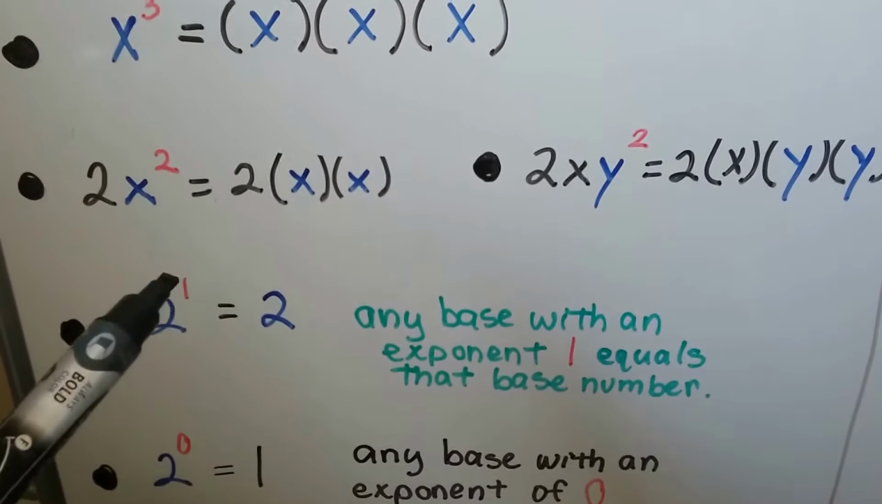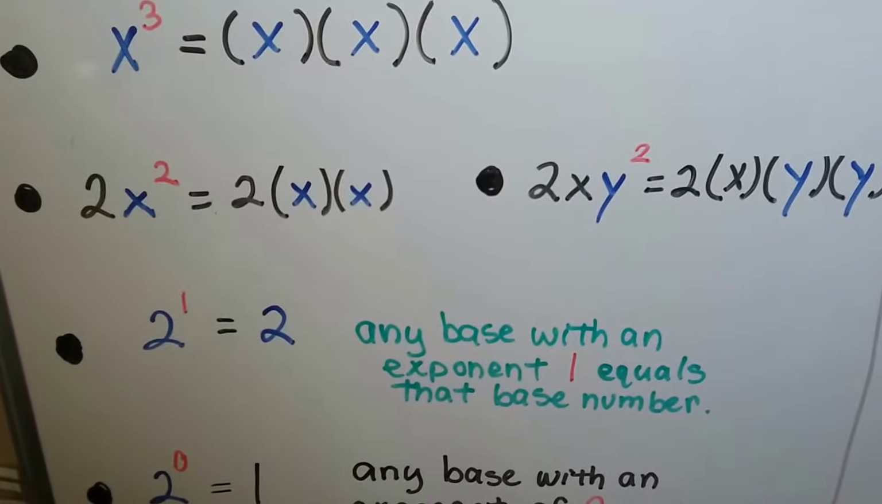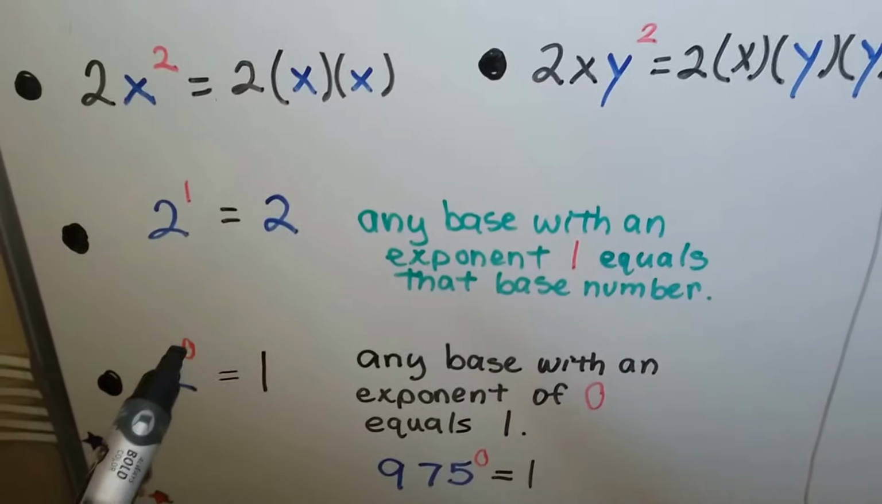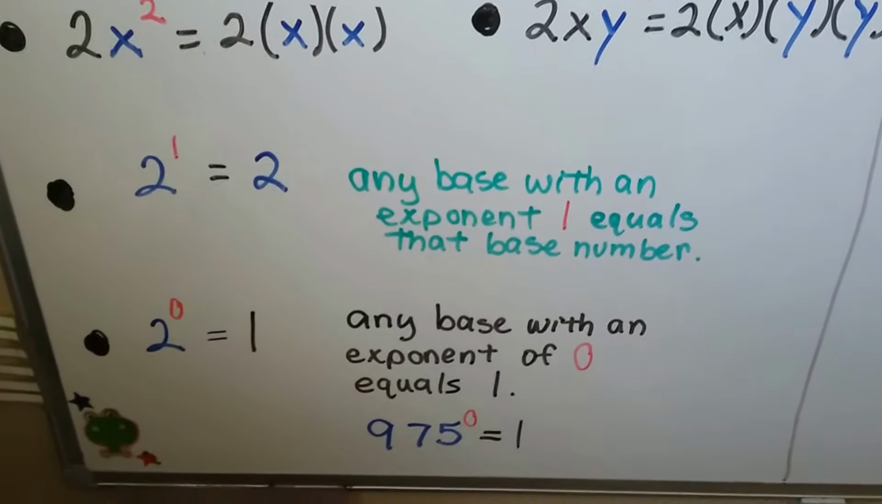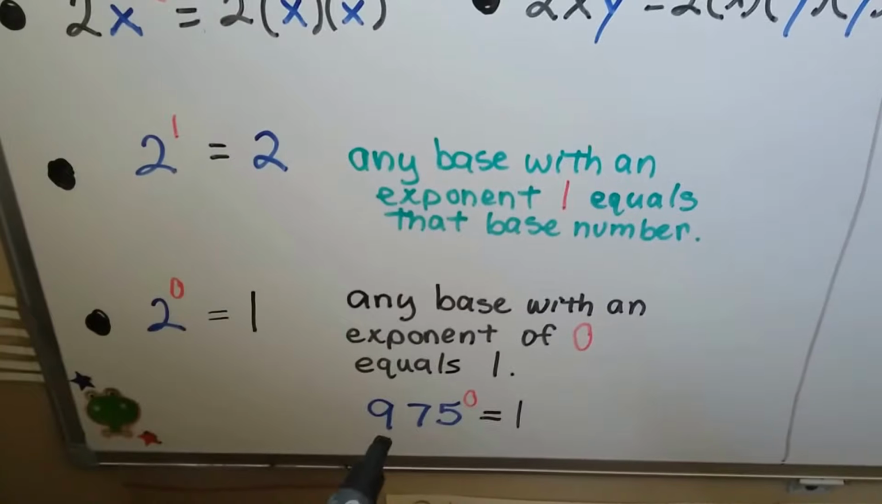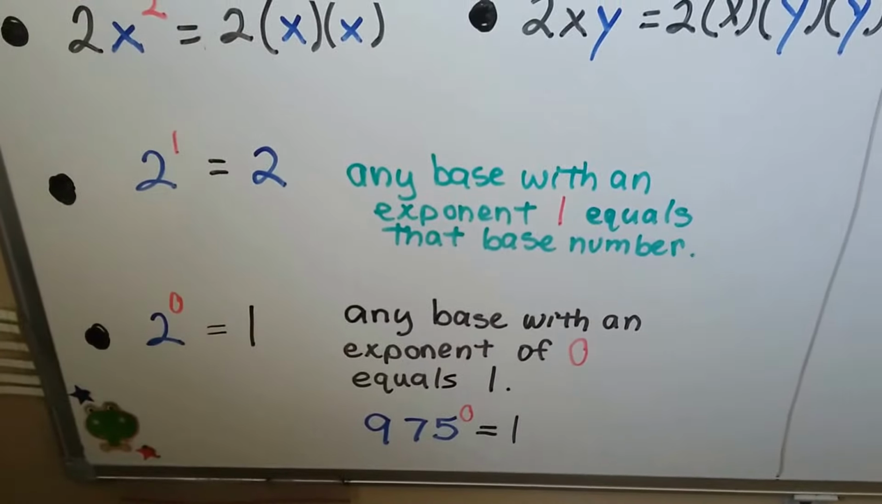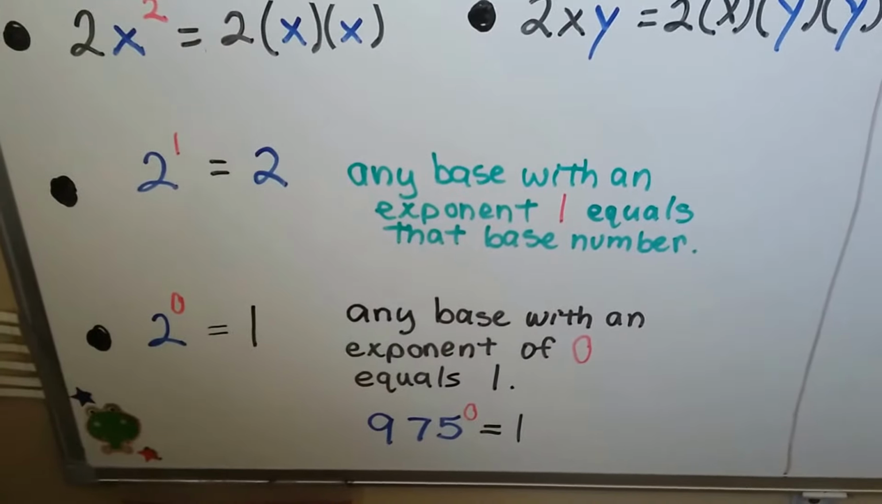If we have 2 to the first power, well, that's just 2, because any base with an exponent 1 equals that base number. If we see 2 to the 0 power, that equals 1. So any base with an exponent of 0 equals 1, and it doesn't matter how big the base is. 975 to the 0 power equals 1. 99 million to the 0 power equals 1. All right?